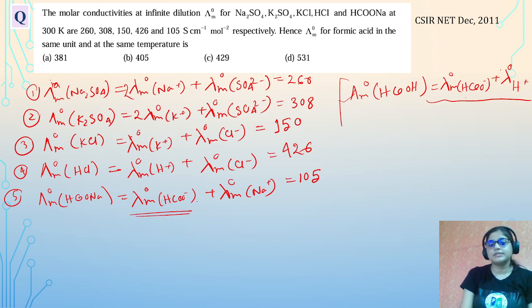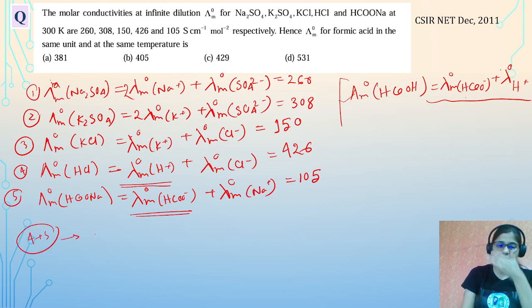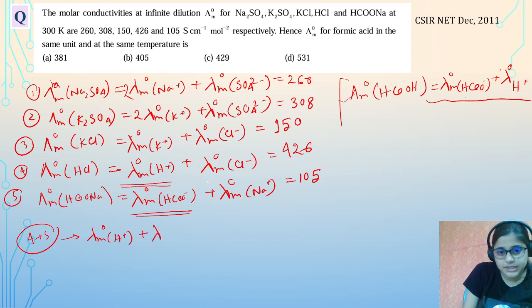Here we see HCO3 minus, and H plus is there, the delta M0 of H plus, it is here 4. So first 4 plus 5. So after we add 4 plus 5, what will happen? Delta M0 of H plus obviously will be there, plus obviously with it delta M0 of Cl minus is there, so we have to take it, and lambda M0 of HCO3 minus, which we need, and with this lambda M0 of Na plus is also there, we have to take it, right?